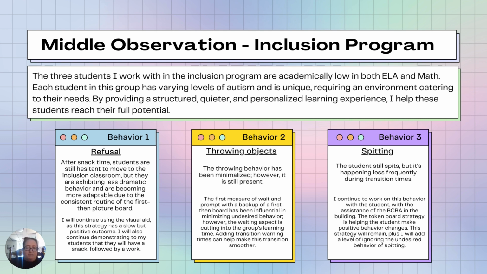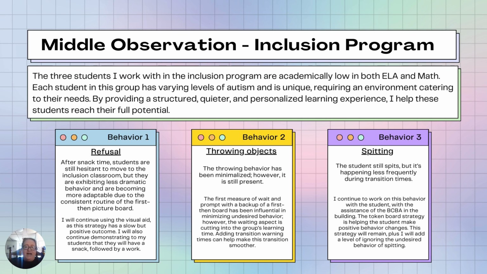Throwing objects. The throwing behavior has been minimalized, which is nice. It is still present. However, the measure of wait and prompt with the backup of first then board was really cutting into instructional time. So I decided to remove the waiting and add in a transition warning time that would help make the transition smoother.